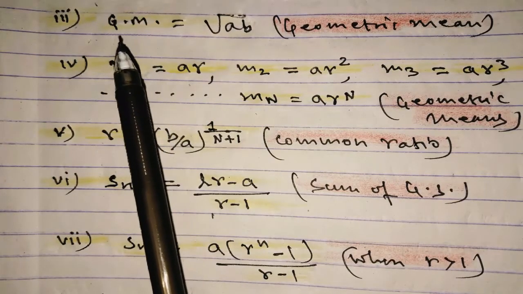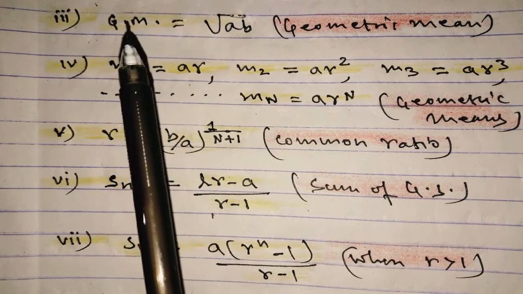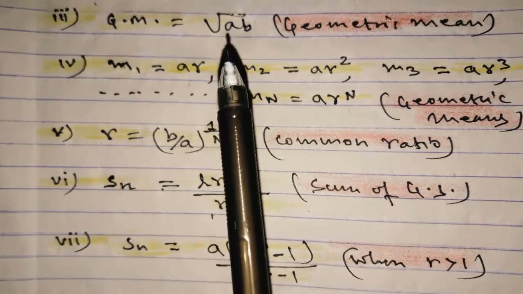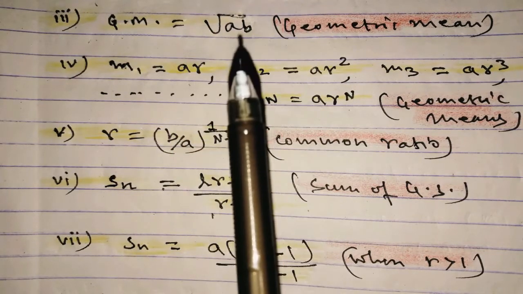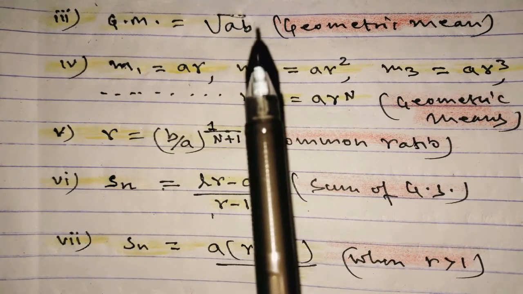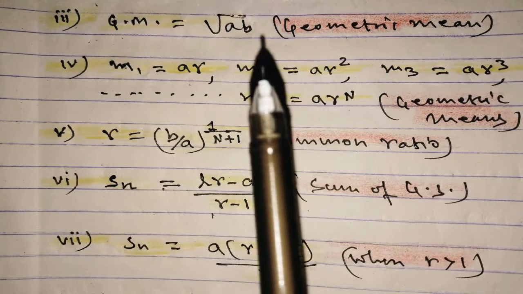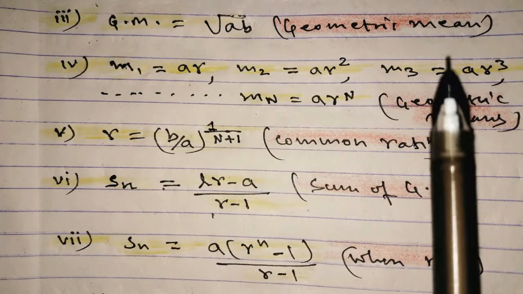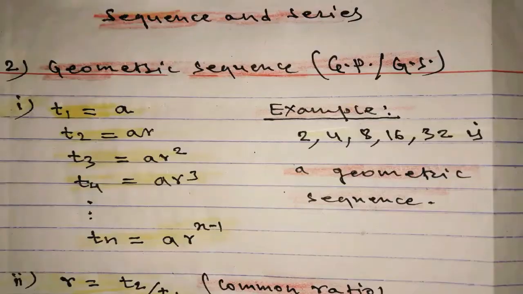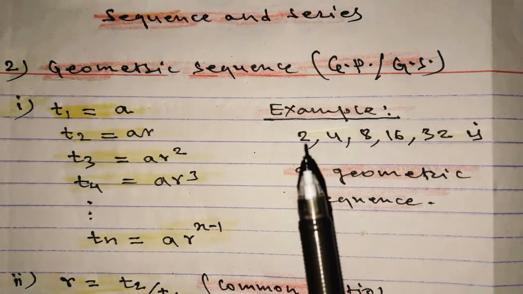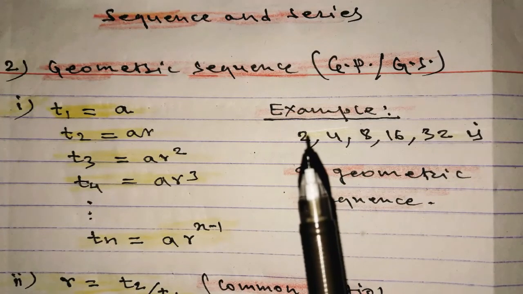Formula number 3, GM, that means geometric mean. The geometric mean between any two numbers A and B is given by the formula GM is equal to root AB. That means if we know A, the first term, and B, the second term, then the geometric mean between any two numbers is GM is equal to root AB.